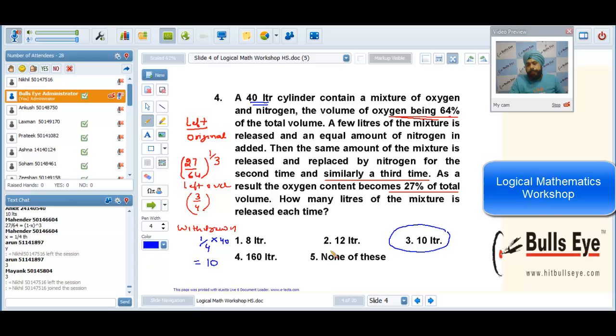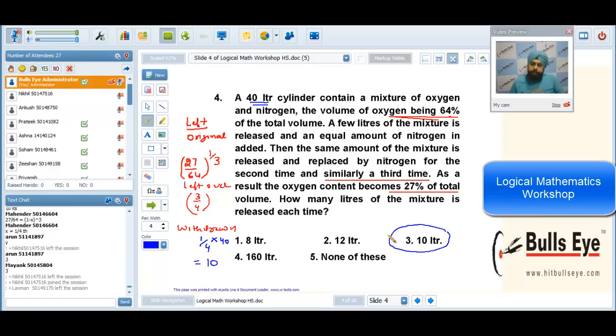Right, guys? In total, you are left over with 27 by 64, doing the process thrice. So we found the cube root of 27 by 64, which comes out to be 3 by 4. So if you are left over with 3 by 4 every time, this means you have withdrawn 1 by 4. So 1 by 4 of 40 is 10 liters. So this means you have withdrawn 10 liters at every stage.